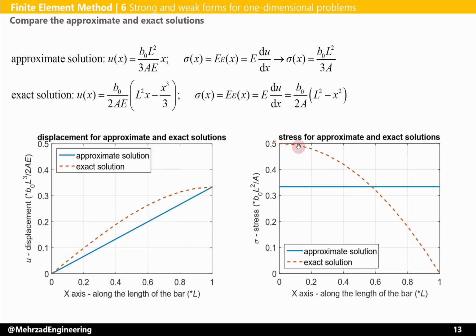But for stress, again, I have plotted approximate solution and exact solution. Approximate solution is illustrated by a solid blue line, and exact solution by dash blue line. As you can see here for stress, the difference is higher than what we have for displacement, and it is because the stress is not the main or principal unknown or variable in finite element method based on the stiffness method.